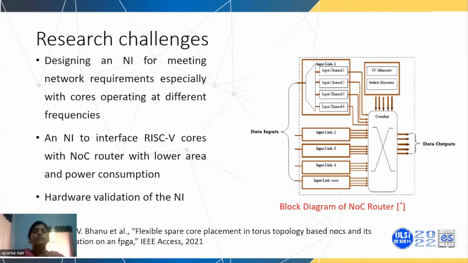Here is a block diagram of the NOC router that we have used in our design. We have used a 5-port router. It has 4 global links and 1 local link, which is used to connect the RISC-V core to the NOC router. The VC allocator and switch allocator modules are used to assign the data from the input link to the output link. We have used a virtual channel router, and the router follows wormhole routing.